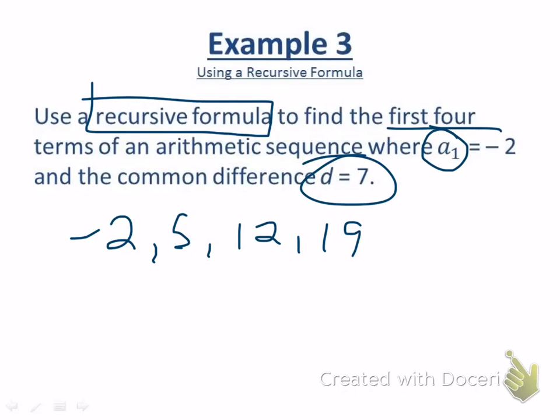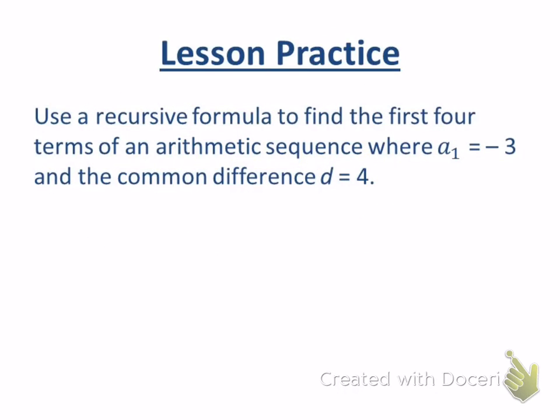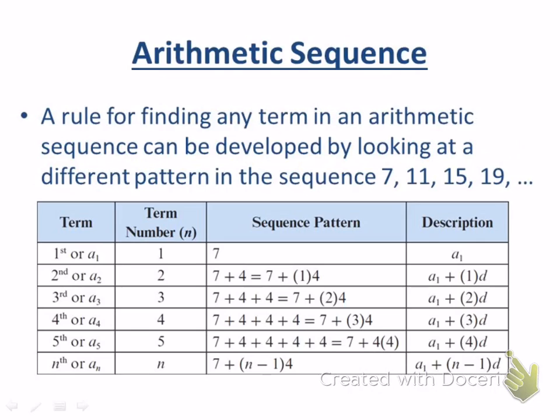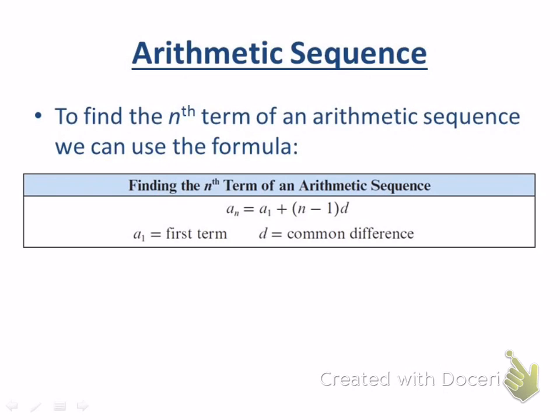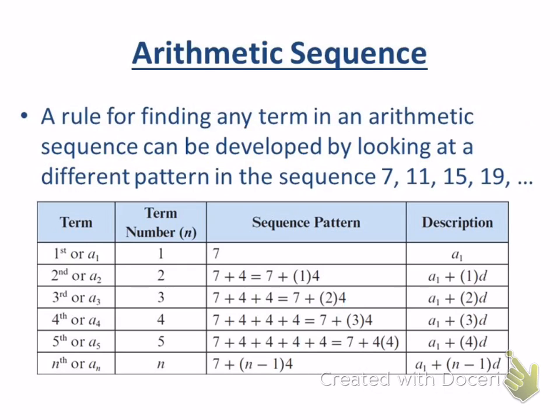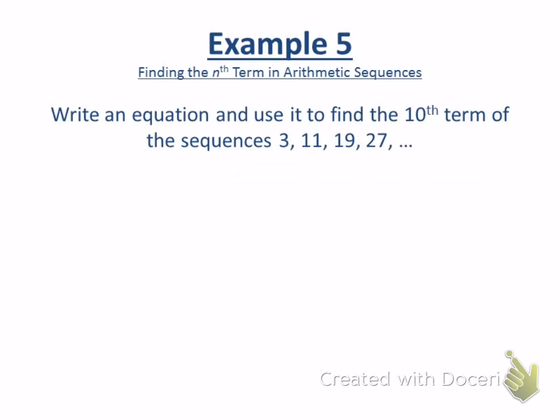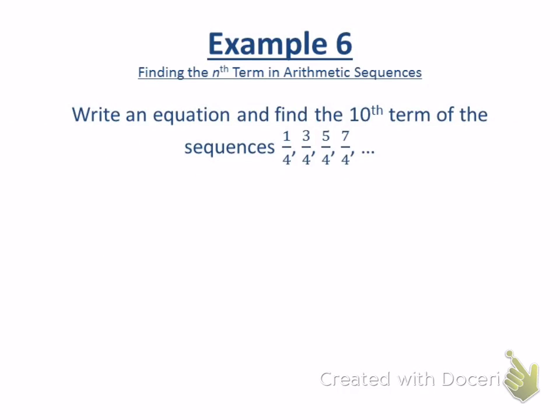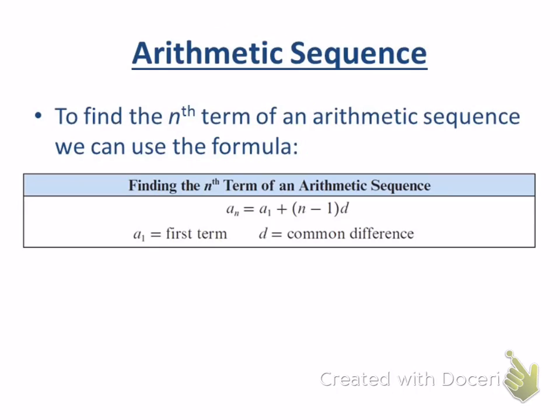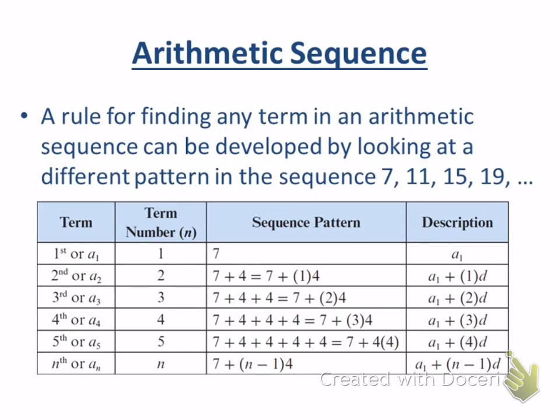Okay, what about this next one? First 4 terms of an arithmetic sequence where the first term, a sub 1, is equal to, I went back too far. No, I'm lost. Somebody help me, please.